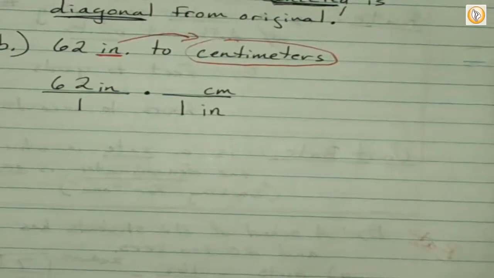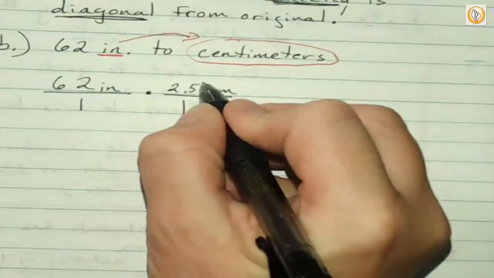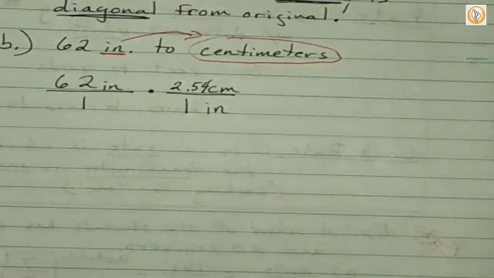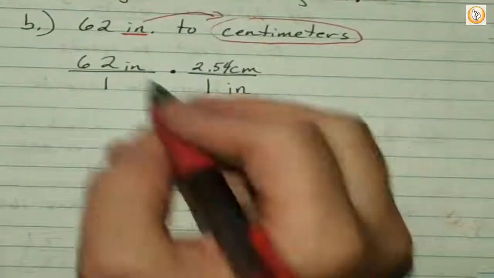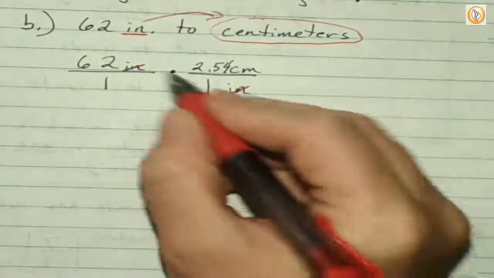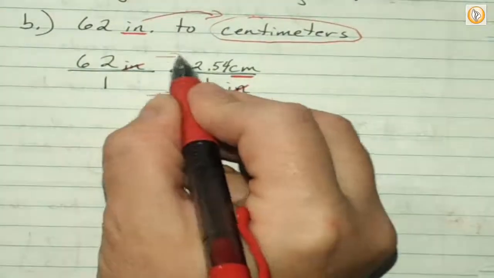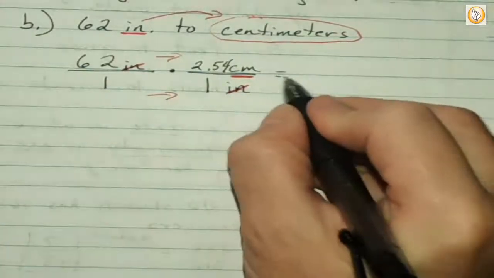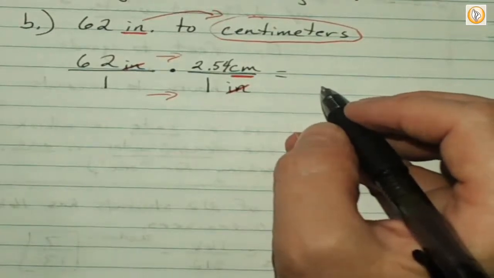Does anyone know? Can I guess? Go ahead. 4? 2.54 centimeters. I'm not going to give you a test question like that. I'm like, 3 feet equals 1 yard. Y'all should know that. So the inches cancel because they're diagonal. And now I'm left with centimeters. We multiply across. Raise your hand if you can figure out 62 times 2.54.